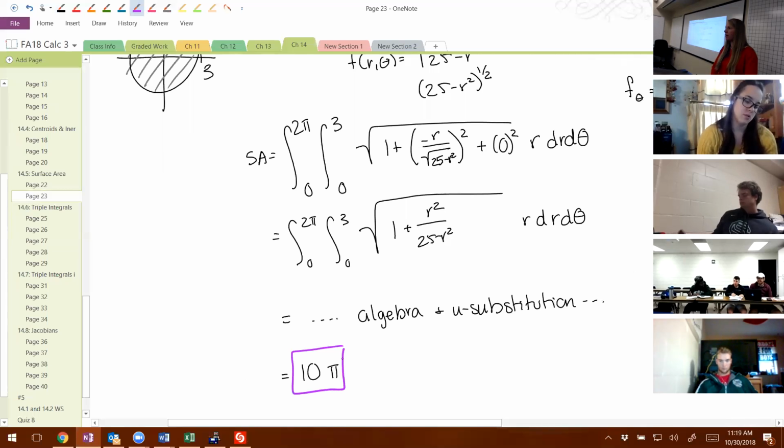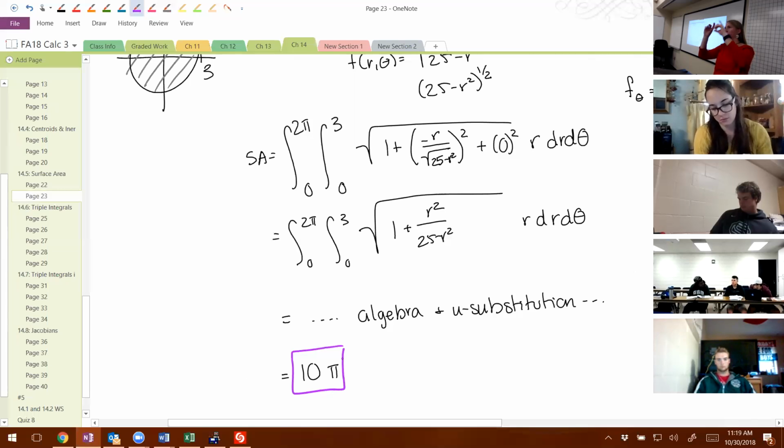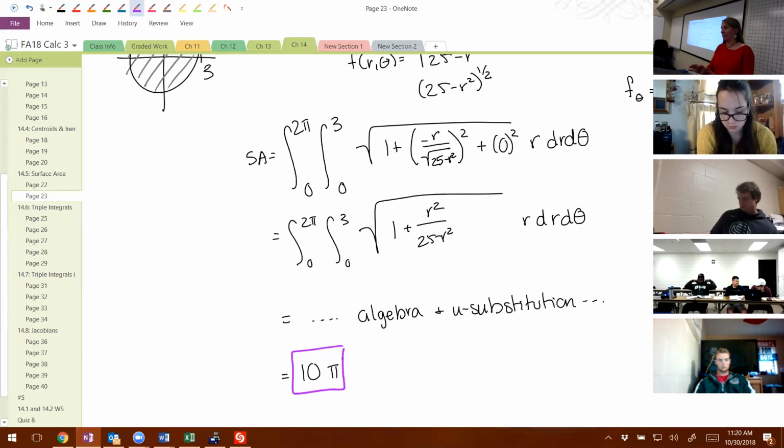So feel free to try it sometime if you like. U will eventually be 25 minus r squared, because when you combine those together, you're just going to get a constant in your numerator. So you get just 25 in the numerator, and you can factor that out. And so you have 1 over 25 minus r squared. Oh, I see what you mean, 25 minus r squared plus r squared, and the r squared terms cancel. So it really isn't as bad as it looks, but we won't worry about finishing that right now.